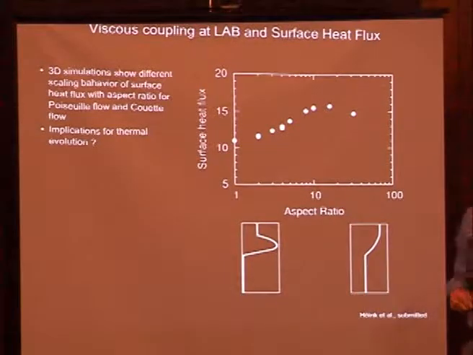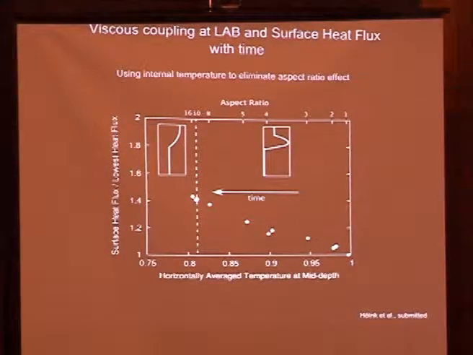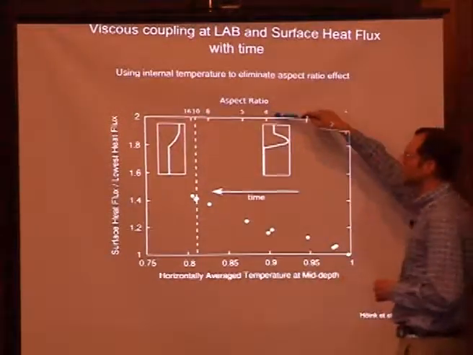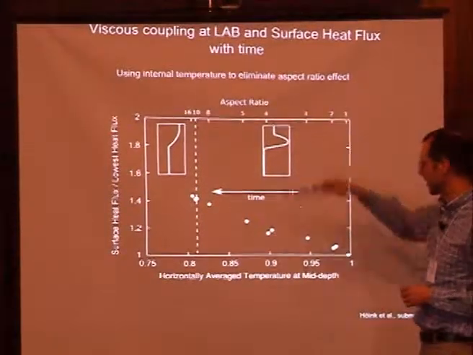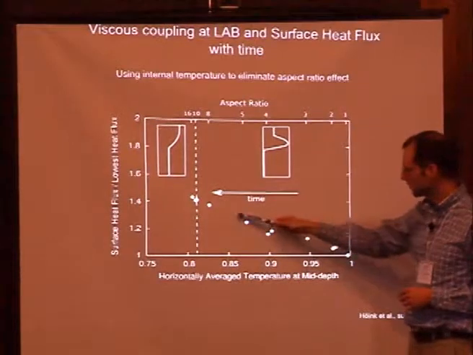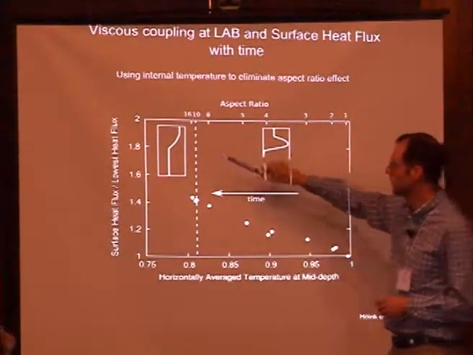So what does that mean in terms of thermal evolution? My first thought was, oh, this is great. I can plot not only the surface heat flux versus the aspect ratio, I can also see what the internal temperatures are for those cases and plot them up here. And then I see a trend that goes like this. This would be for the Poiseuille type, this would be for the Couette type.